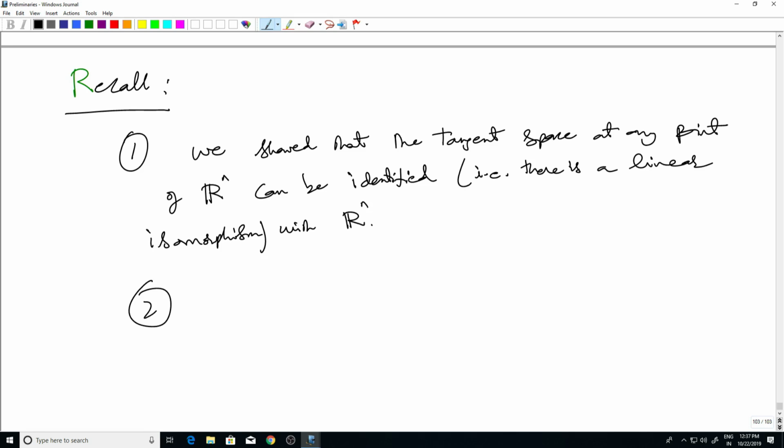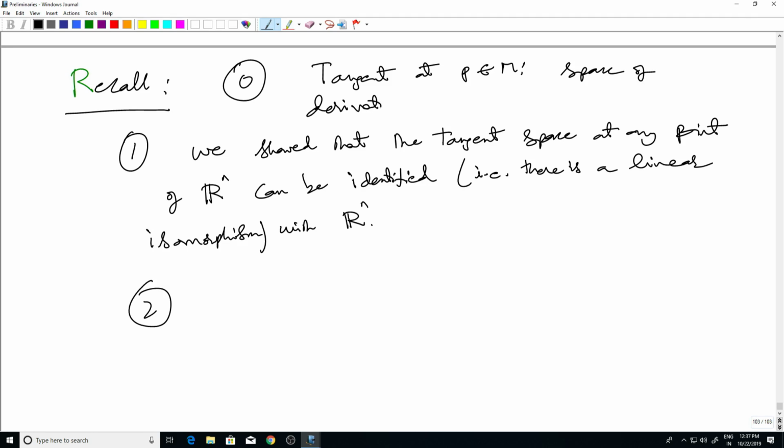In this first statement we showed that the tangent space, when I say this, we are working with, let me call that 0, the tangent space at a point P. At point P we define it to be the space of derivations of C infinity M at P. With this definition in hand, we showed that when the manifold is Rn, the tangent space can be identified with Rn.